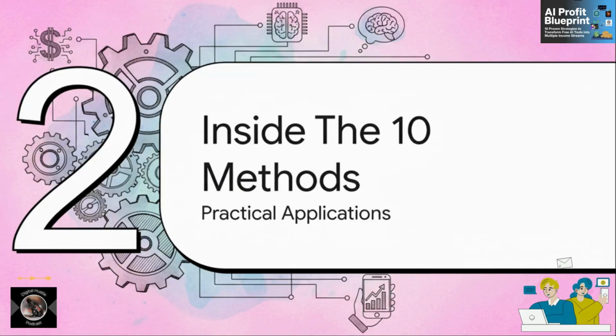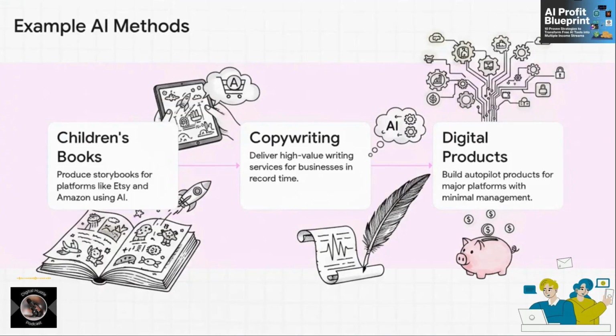All right, let's peek behind the curtain. We're going to look inside these 10 methods. Because this isn't just a bunch of theory, right? It's all about what you can actually do. And this is what I'm talking about. Look how specific these are. We're not talking about making money online in some vague way. No, this is like step 1, create actual children's books for places like Etsy and Amazon. Step 2, become a high-value copywriter for businesses, but do it in a fraction of the time. Step 3, build digital products that basically run on autopilot. These are real, tangible businesses.